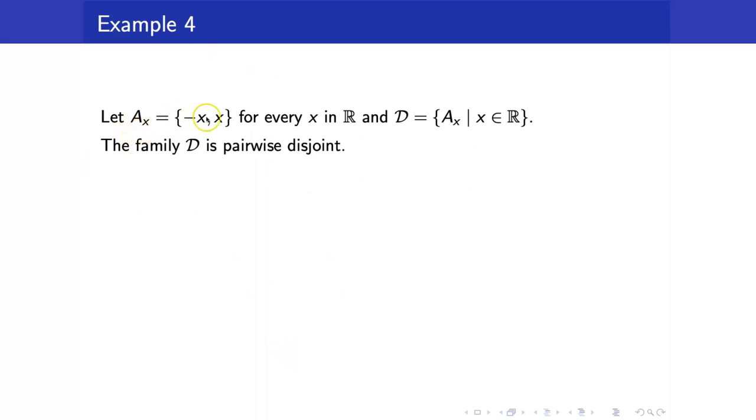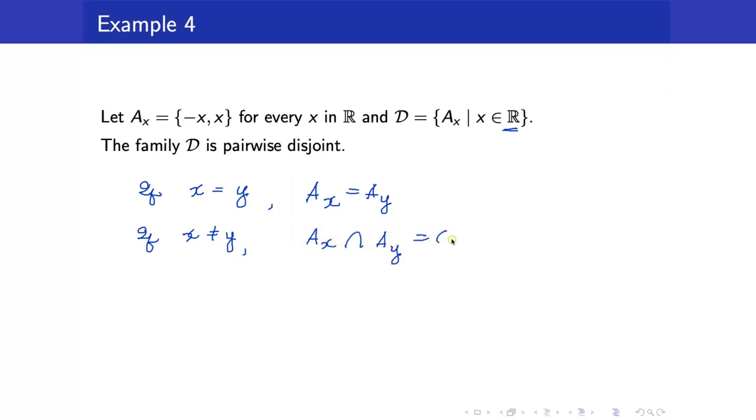Here's another example. Suppose that A sub X is the set containing negative X and X for every X in R. And our family D is the set of all A sub X, where X is an element of the set of real numbers. So therefore, our index set here is R. The family D is pairwise disjoint, correct? Because if you get two arbitrary elements here, you can have two cases. If X is equal to Y, A sub X will be the same as A sub Y. If X is not the same as Y, what can you say about A sub X and A sub Y? They will be disjoint.